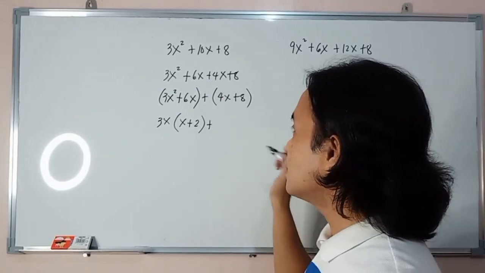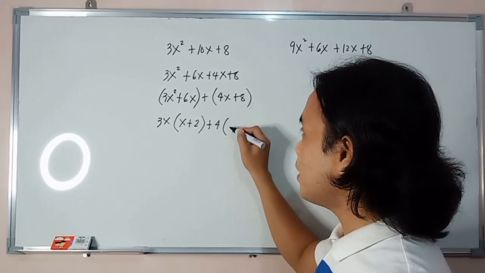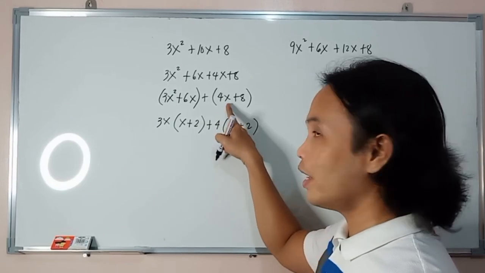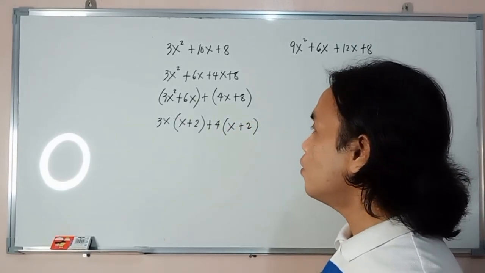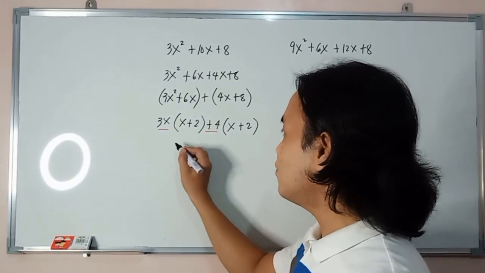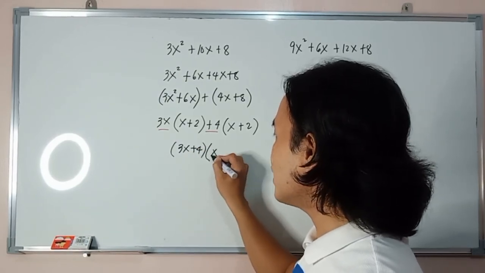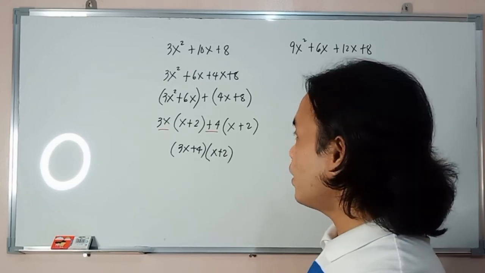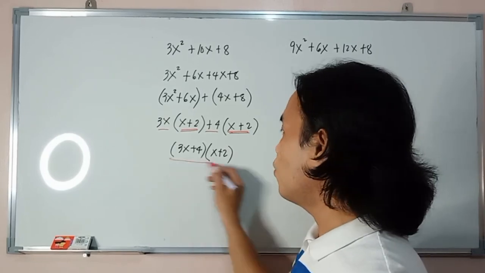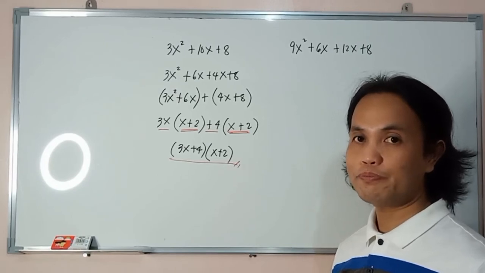Then we copy plus. The common factor between 4x plus 8 is 4. So what remains inside the parentheses shall be x plus 2. 4 times x is 4x, 4 times 2 is 8. So we have these factors, 3x and 4. The first factor is 3x plus 4, and the second factor is x plus 2. So we have this x plus 2 and x plus 2. We only copy 1. So the factors of this trinomial shall be 3x plus 4 and x plus 2.